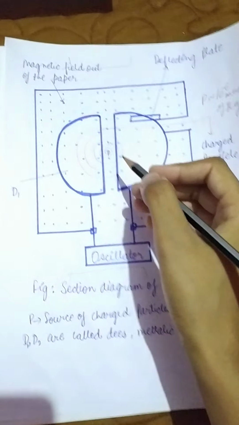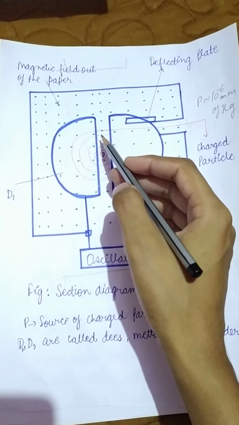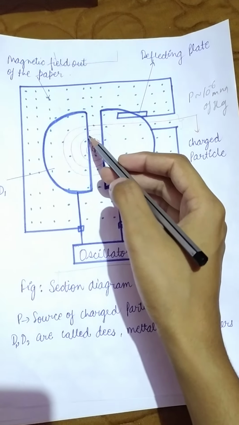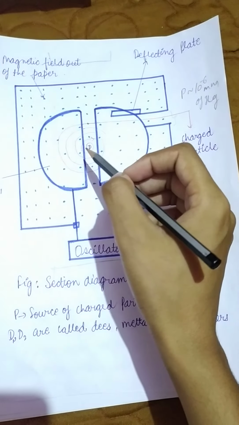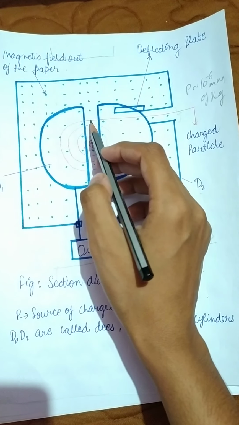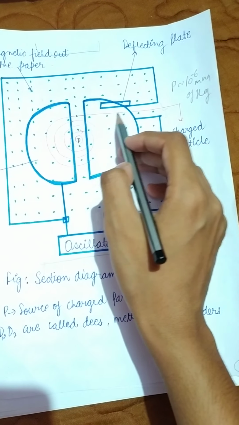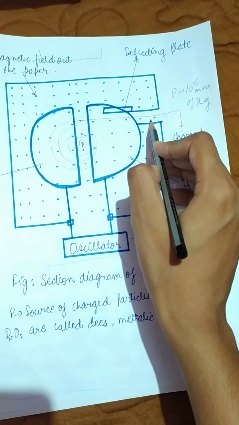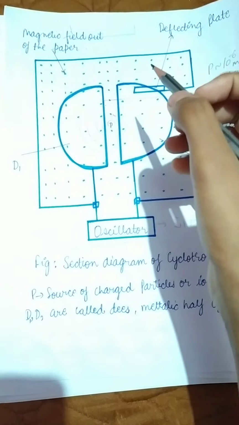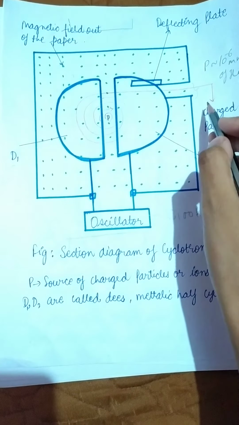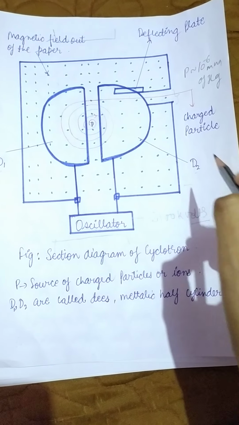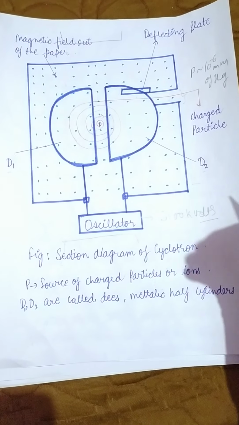When it acquires very high energy, the proton, as we can see, follows a spiral path, and the accelerated proton is then ejected through this window, through this opening, by the deflecting voltage, and then this proton hits the target. Target means wherever we need to apply these very high energy protons.